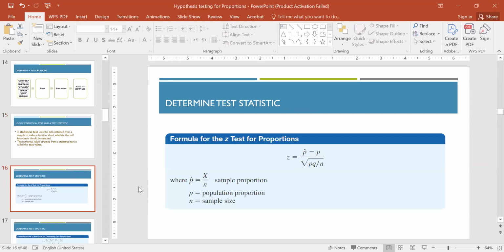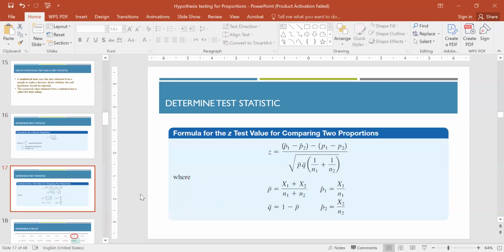Now, how do we determine that test value or test statistic? We have to use the formula for the z-test for proportions. In the case of a single proportion, this is the formula: Z is equal to p hat minus p divided by the square root of pq by n. Here we can see that p hat is equal to x by n, that is the sample proportion, and p is the population proportion and n is the sample size.